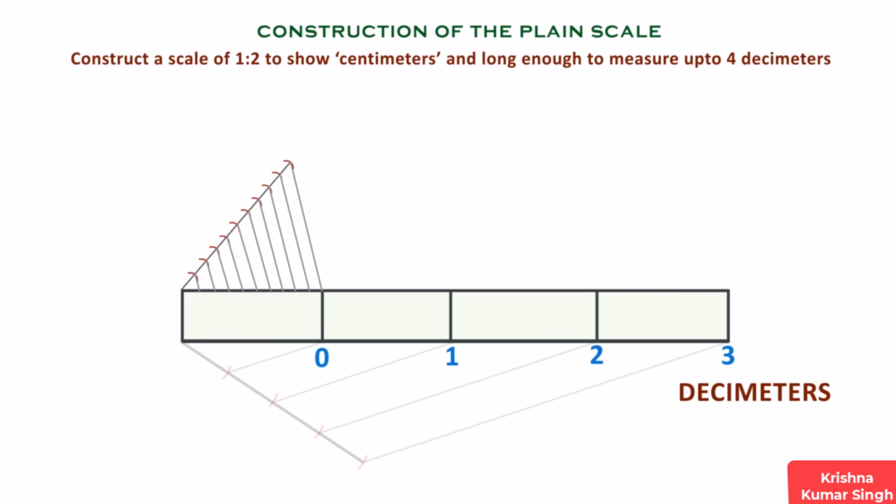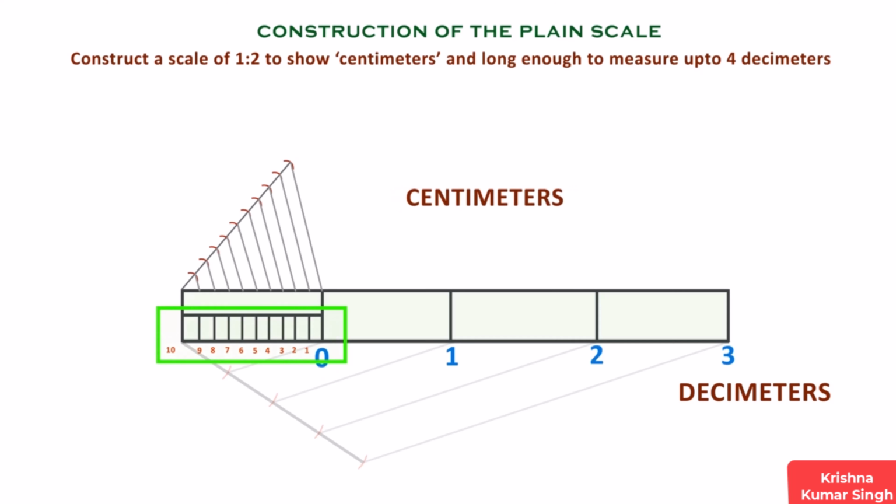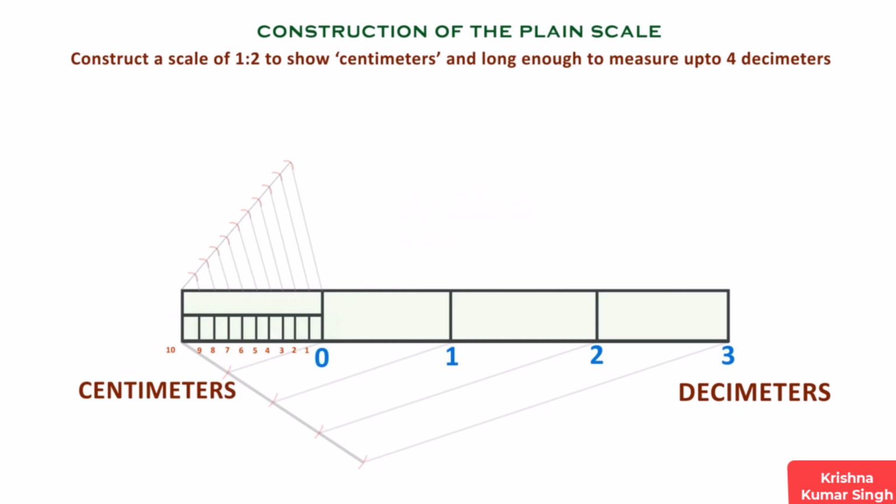Now, draw a horizontal line in the middle of the first section. Now draw the lines for the 10 equal parts, downwards, from the horizontal line, with reference to the intersection points. Let's number them as 1, 2, 3, up to 10, from the 0. These are the subunits of the scale. That is, centimeters. So, write centimeters at the left side of the scale. We need to write the representative factor 1/2 below the scale in the middle. This is how we need to construct the plane scale.